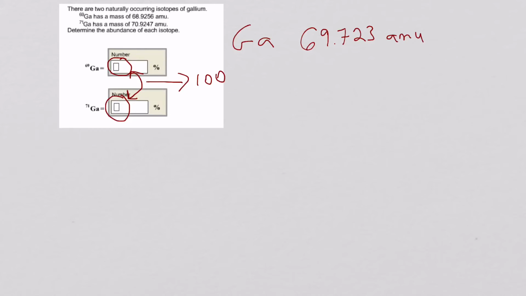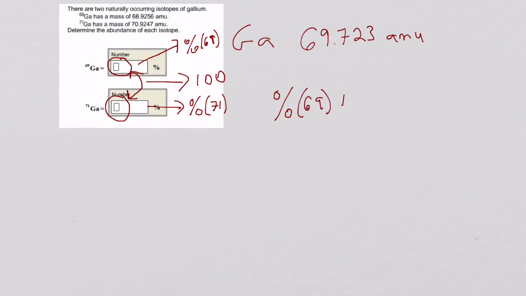If I were to call this number, I don't know what it is, so let me just come up with a name for it. Let's call it percentage of 69. So percentage of gallium-69, let's call that. And then this one over here, again, I don't know what it is, but let's call it the percentage of 71. I can come up with a couple equations. So I know that the percentage of 69 plus the percentage of 71 equals 100. So that one I know for sure.